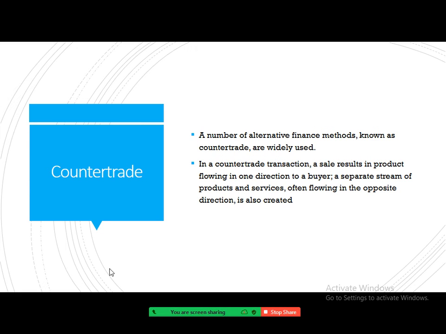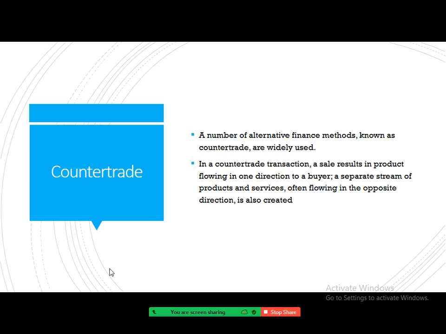Now we'll talk about counter trade, and in counter trade there are three parts. One is barter, then counterphase, and offset. So first we'll see what is counter trade. In recent years, many exporters have been forced to finance international transactions by taking full or partial payment in forms other than money. So a number of alternative financial methods such as counter trade are widely used.